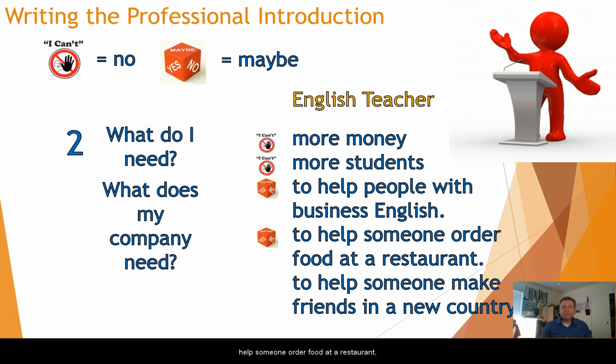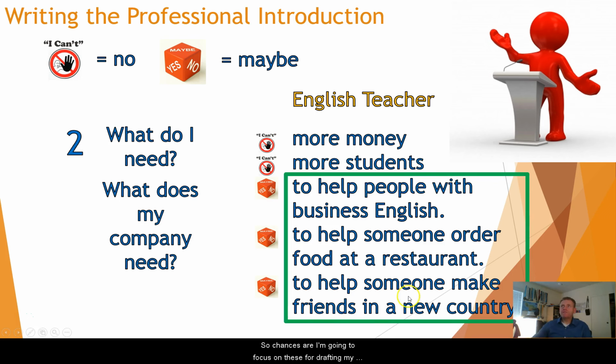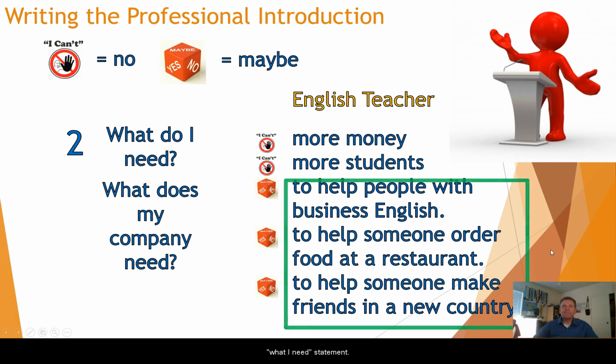Some other things that I might be able to help other people with: help someone order food at a restaurant, help someone make friends in a new country. Again, I am not a friend matchmaker, but I can impart some language skills so people feel more confident when they're talking in English. So chances are I'm going to focus on these for drafting my what I need statement.